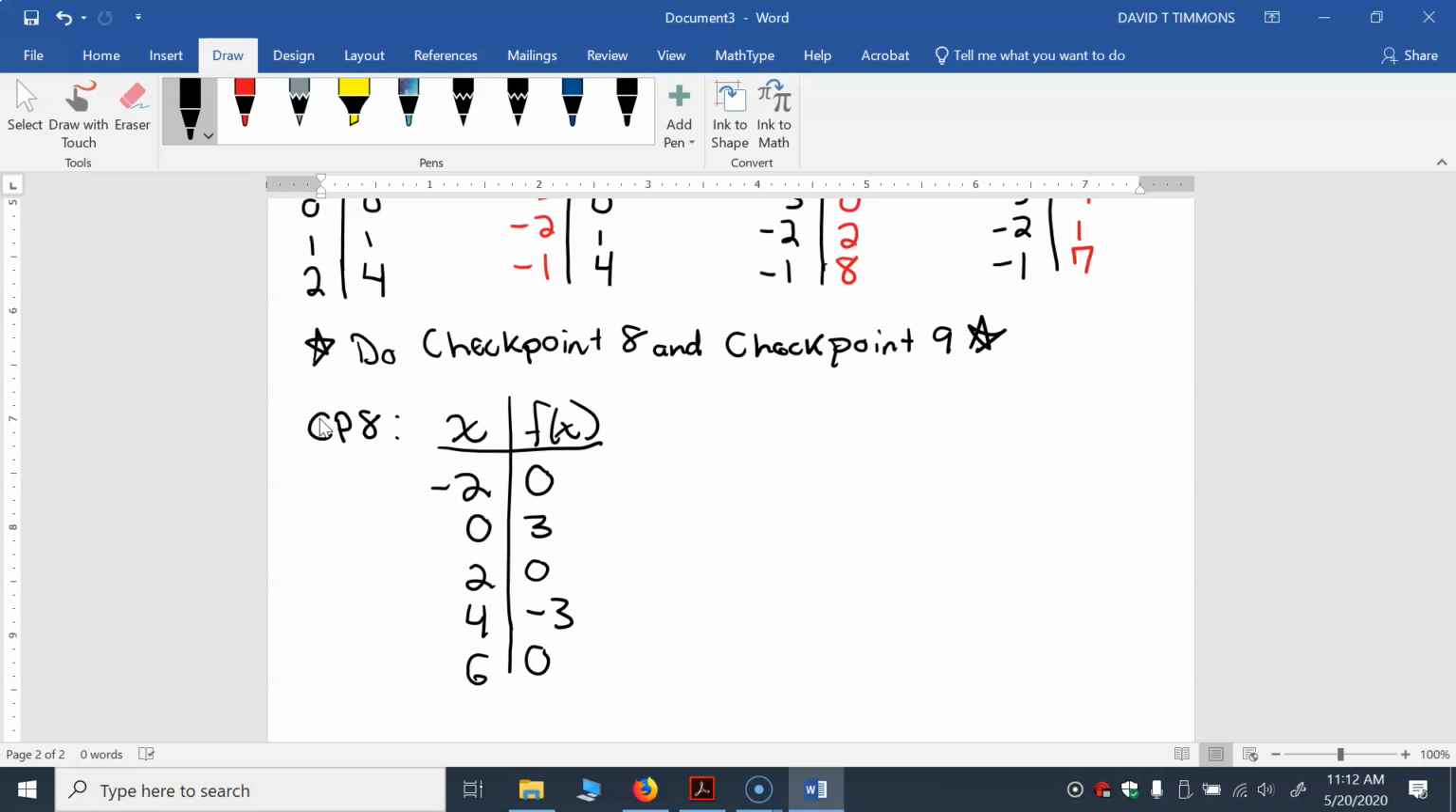Right. Checkpoint 9 will use the quadratic function, just as I showed you in example 9. So that one you'll know the points for, but use this table of coordinates to get started in checkpoint 8.